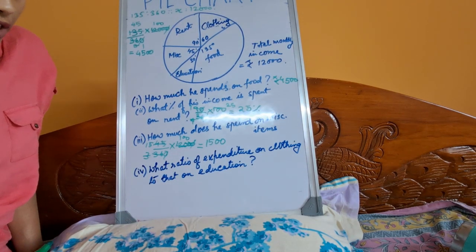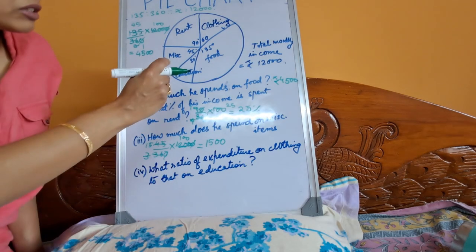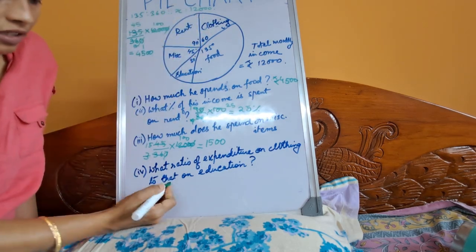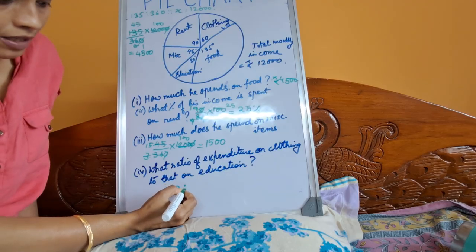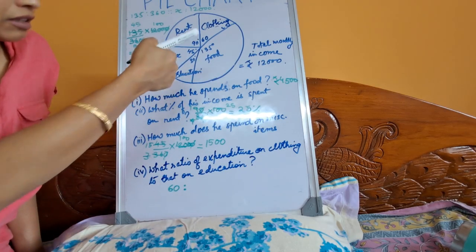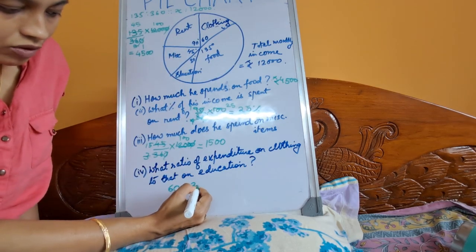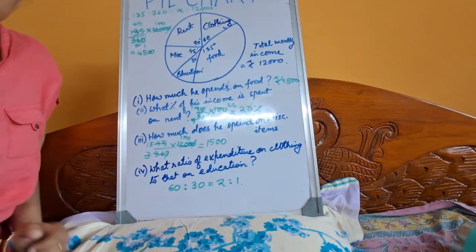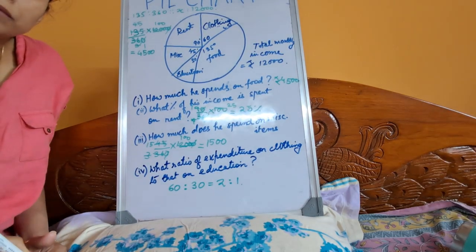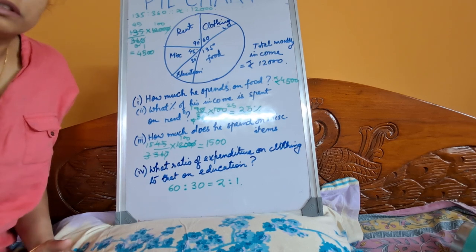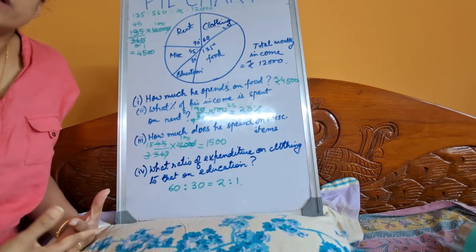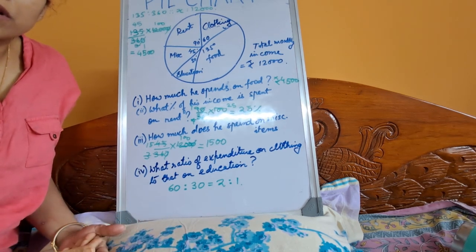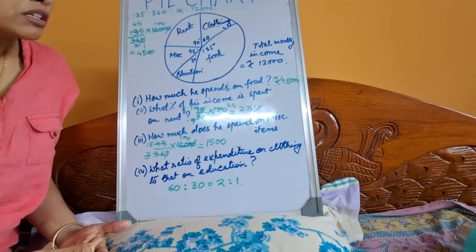Now what is the ratio of expenditure on clothing to that on education? On clothing is 60 degree and education is 30 degree. So what is the ratio? 2:1, right? Pretty simple. So I hope you are able to understand how to construct a pie chart and how to find the central angles.